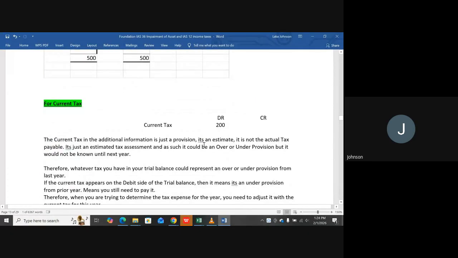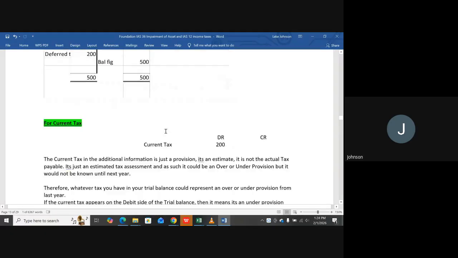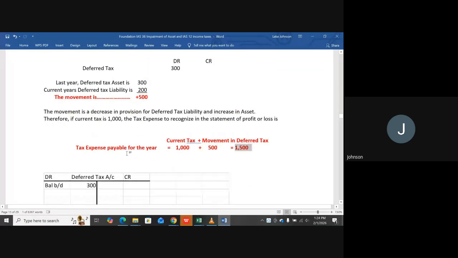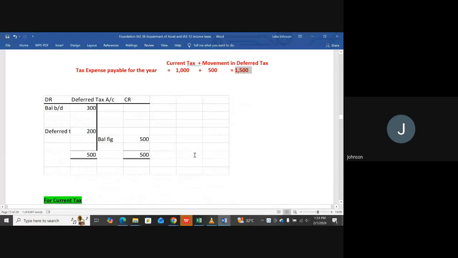Okay, let's go on. So that's what they are saying over here. So they said, therefore, whatever tax you have in your, so it means that here, this tax expense that we are trying to talk about is the new current tax that we feel that we are paying in the current year, okay? So it's going to be the movement in our deferred tax plus our current tax. So this current tax that we now have was just based on certain assumptions, which you will not know until you come to another year.